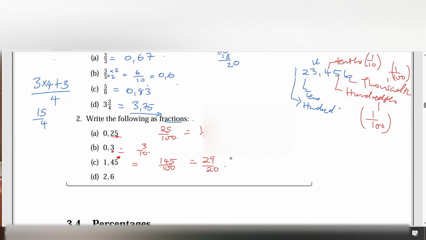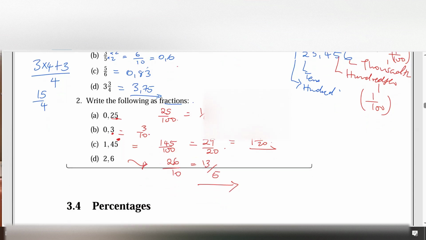We can change this into a mixed fraction. So how many 20s are in 29? 1, remainder 9 over 20. And then 2,6 is going to be 26 over 10. We can divide 26 and 10, which is going to be 13 over 5. Okay, so that is how the conversion works.